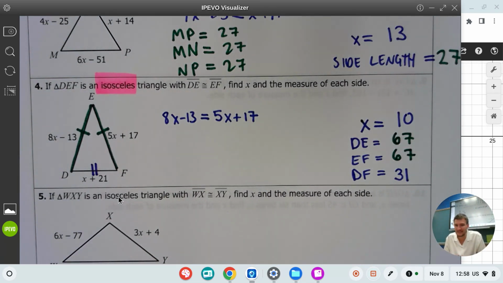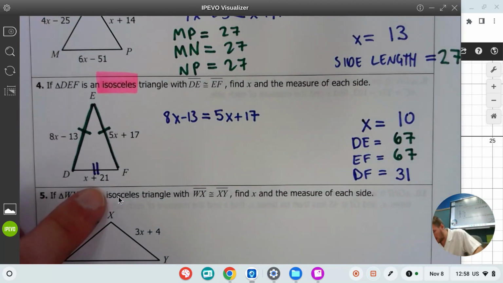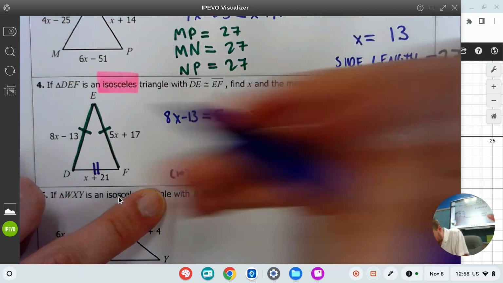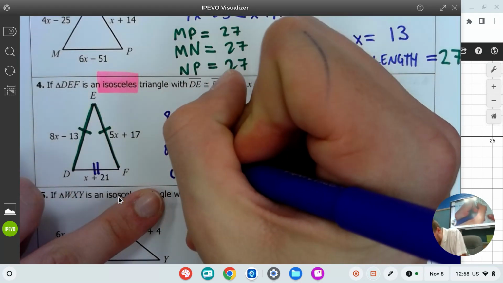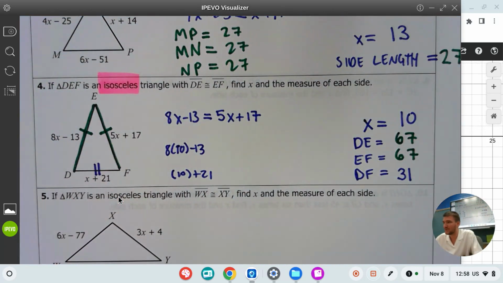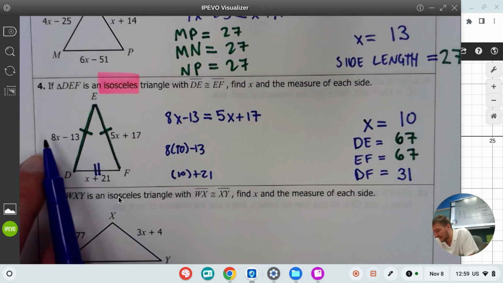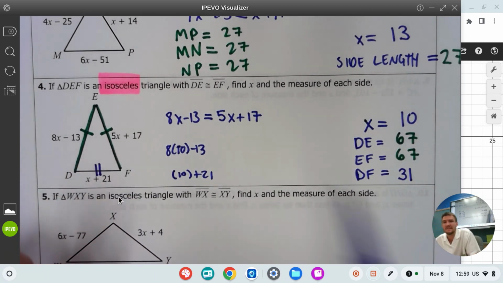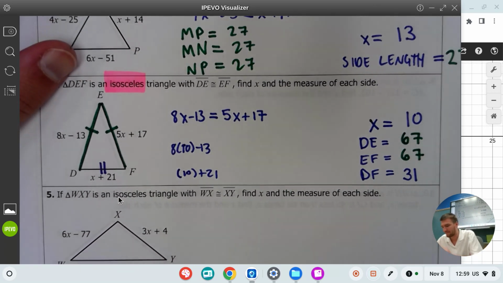It's isosceles, so we know that two of them are going to be congruent. Two of them are going to be equal. So, when we wanted to find DF, we just did 10 plus 21. When we wanted to find DE, we just did 8 times 10 minus 13. We just plug the number in. Yep. And no matter which one you plug it into, right? 80 minus 13 is 67. 50 plus 17 is 67. So this is not just us skipping steps. The math works no matter what.